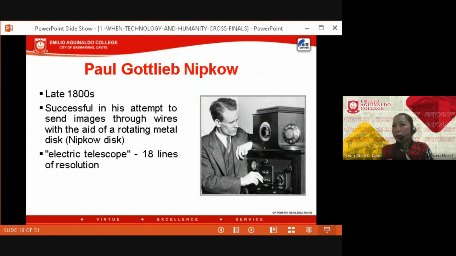Now, how did the television evolve? In the late 1800s, nag-start na yung television but it's more on black and white, and it only started with 18 lines of resolution, okay, which is called the electric telescope, and this was made by Paul Gottlieb Nipkow, and he calls this the Nipkow disc. Okay, so this was his successful attempt to send images through wire with the aid of a rotating metal disc.